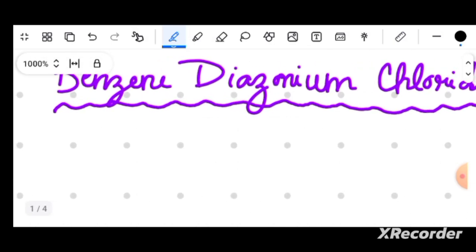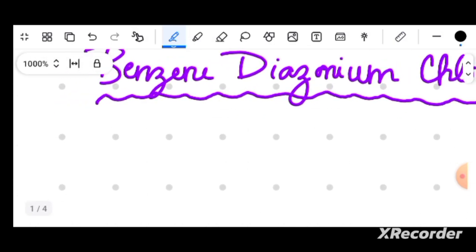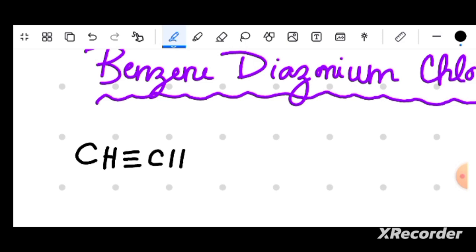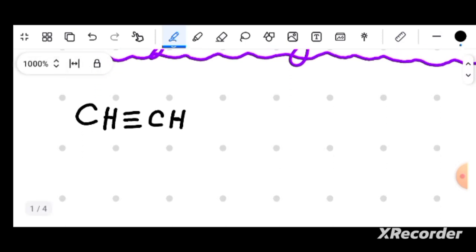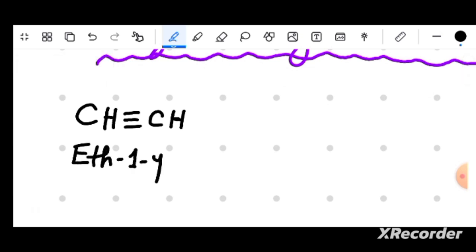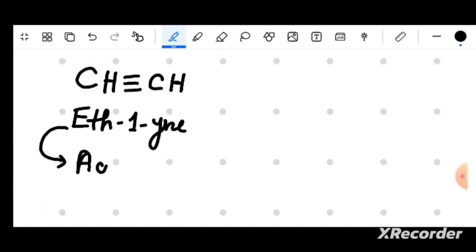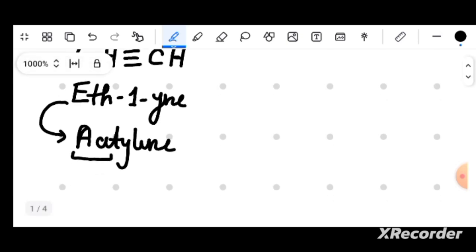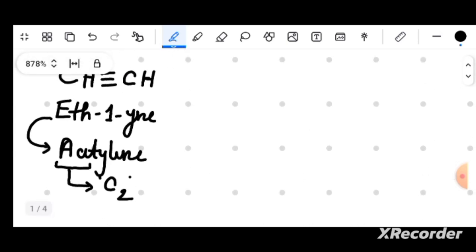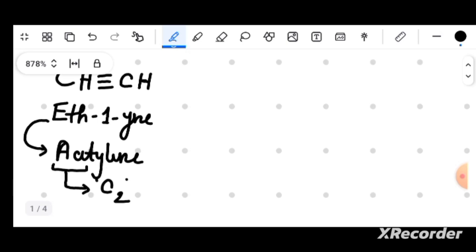First, we will take acetylene. This is acetylene. Now you may ask why this compound is actually ethyne, or eth-1-yne, then why is it called acetylene as a common name? That's because the word acid is used for a two carbon structure. This is basics of IUPAC nomenclature.